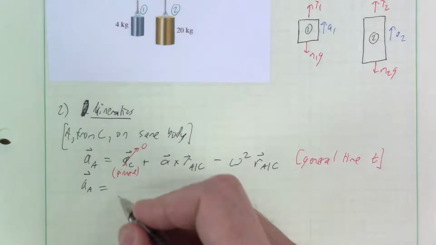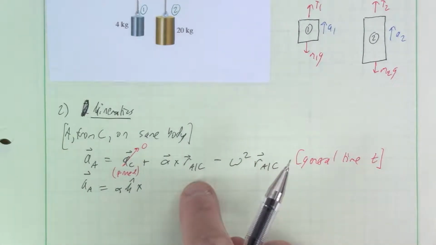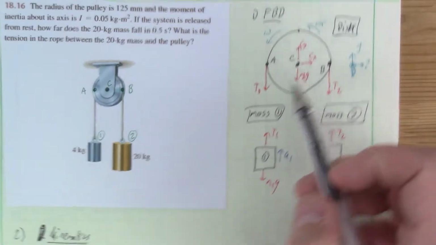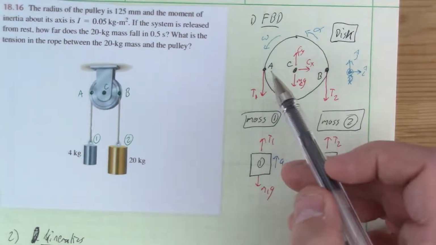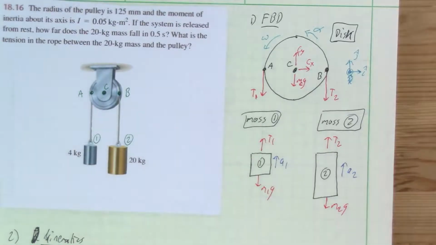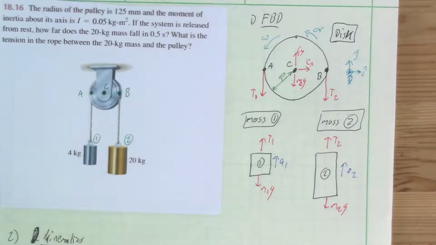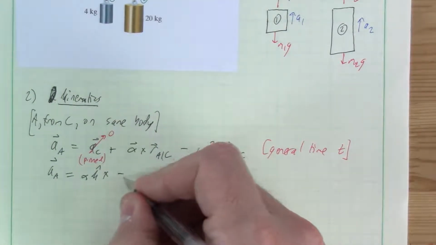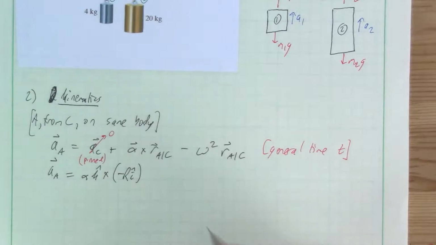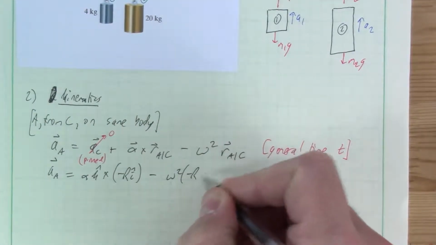Now, this is in planar motion, so alpha, the vector, is just a scalar times k hat crossed into the position vector of A with respect to C, which is in the minus i hat direction with a distance of r. And maybe I should throw that into here. This is r. Okay. Now, going back here. So this is minus r i hat. Okay, and that's it. And then we got this one. Well, that's minus omega squared times minus r i hat.